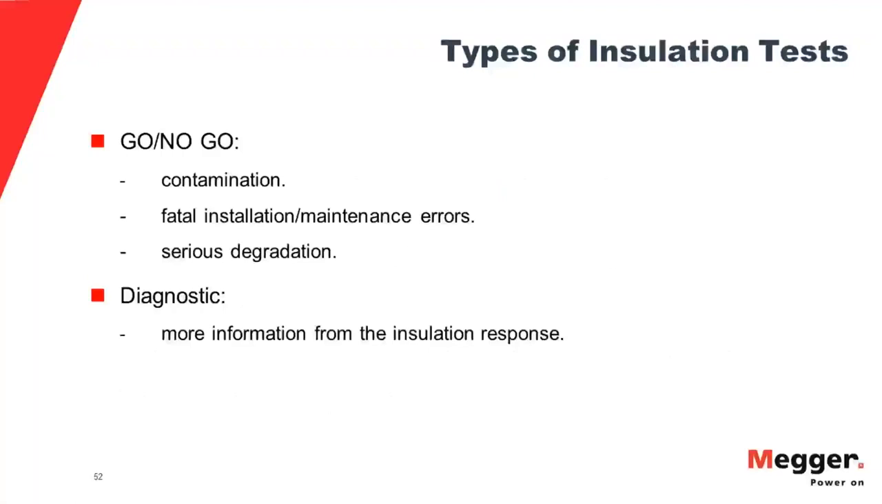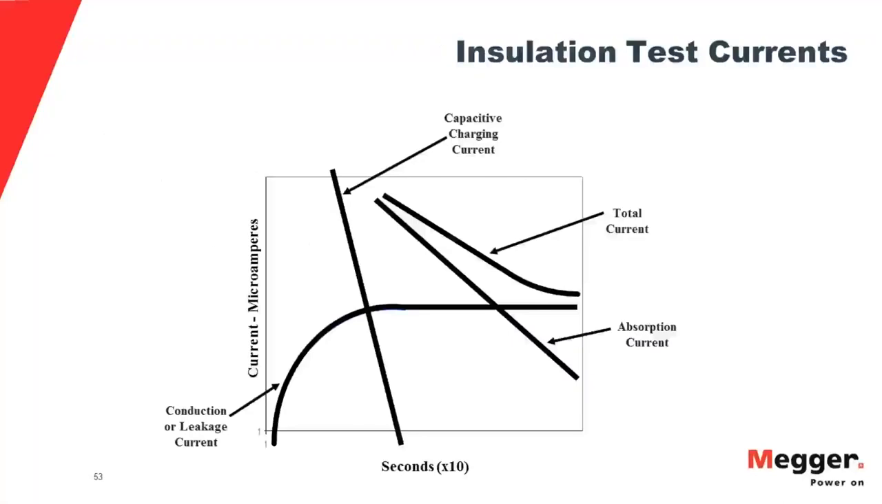Go, no-go testing, diagnostic testing, we already talked about that. Quickly, this is what happens when you engage an insulation tester. This is your charging circuits. You have capacitive charging, which takes place in the metal of the item you're testing and takes place quickly. You have absorption current, which takes place in the insulating material and takes longer, but they go to zero eventually. And then you have your leakage current, which is what you're trying to measure. So this is why your readings start low and peg high.